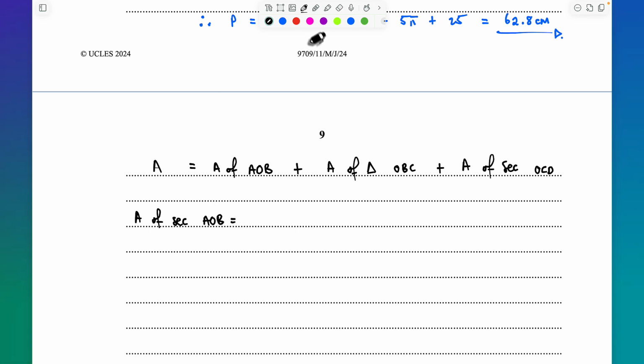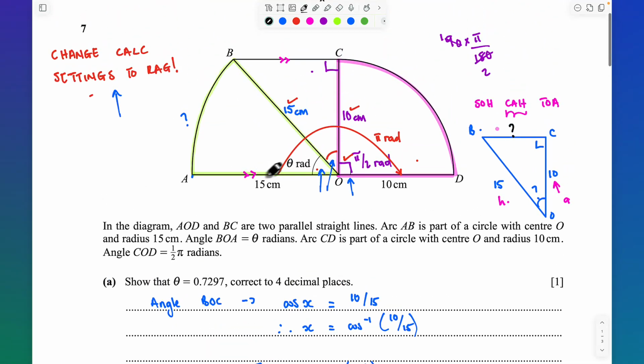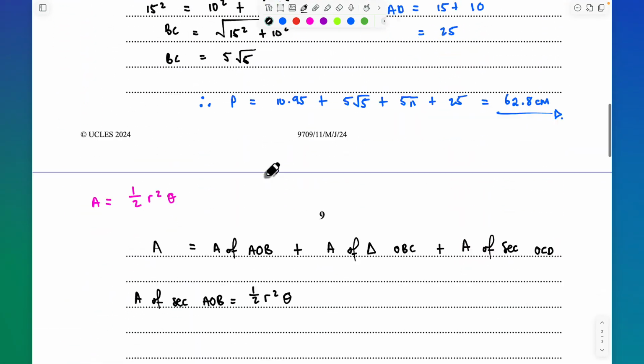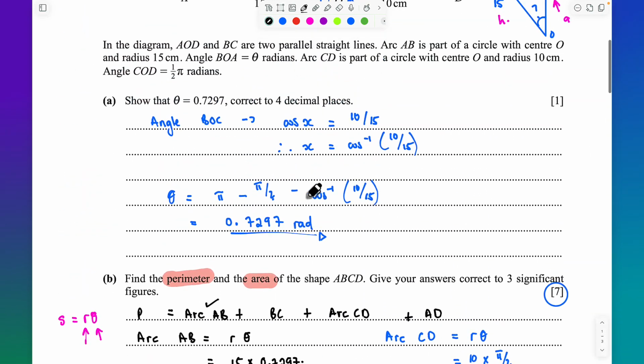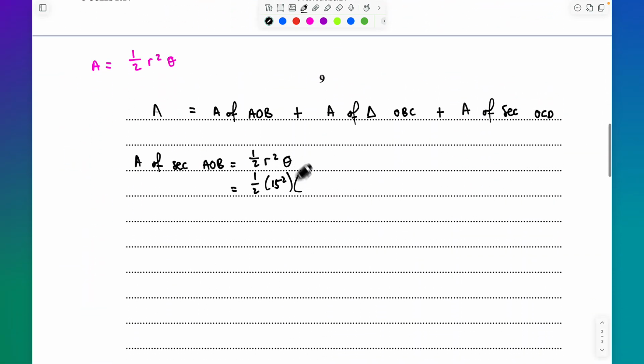Now, remember, the area of a sector is equal to half r squared theta. In this case, we have the radius, which for that sector is 15. So our equation becomes half of 15 squared multiplied by your theta, which is 0.7297. Again, I am probably going to use the calculator version.